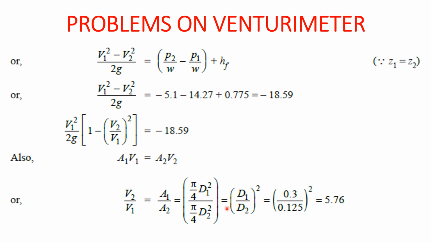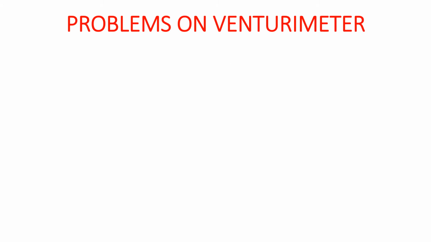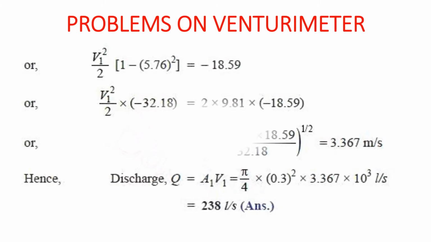Means instead of v2 by v1, we can put this value as 5.76. Okay, let's go for the last phase of this solution of this problem. v1 square by 2 into 1 minus 5.76 bracket square. Now here see guys, here we are required to take 9.81. Here we have to just multiply by 9.81.